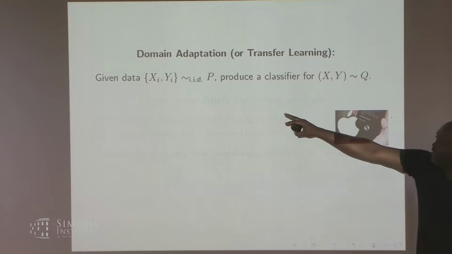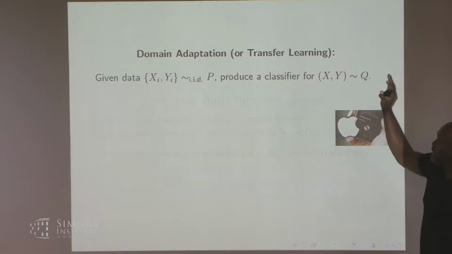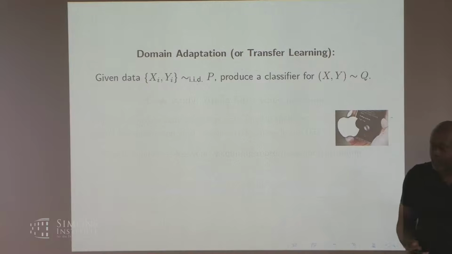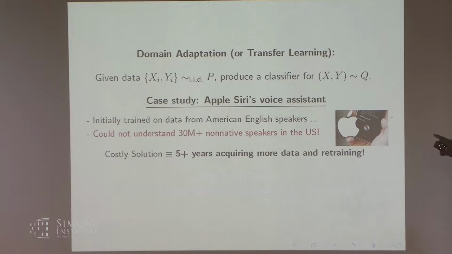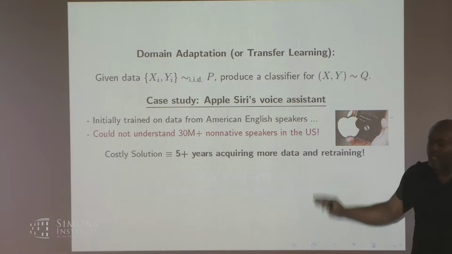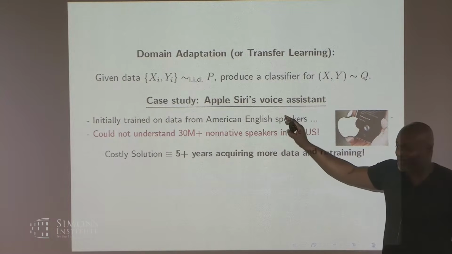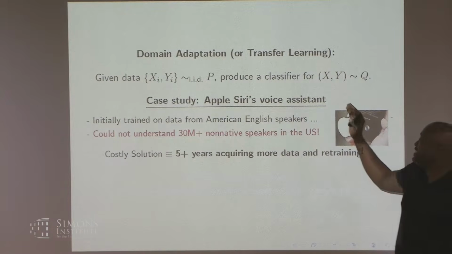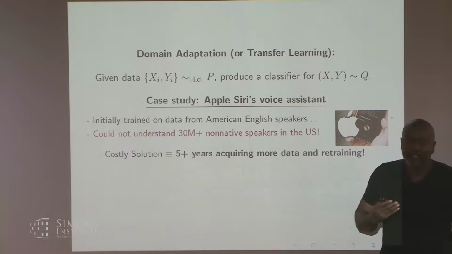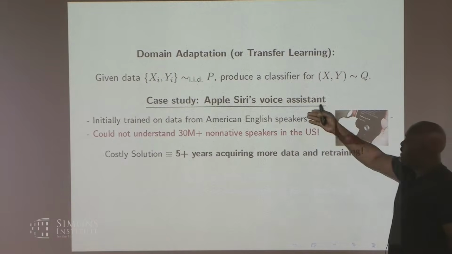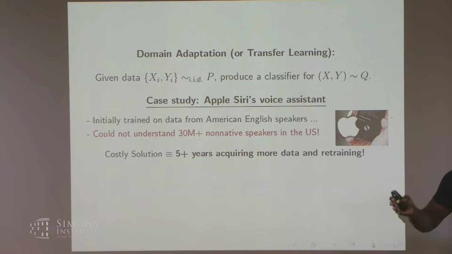Again, IID data from the distribution P. Here, I'm not even talking about having data from the distribution Q, just to set up the problem. And here's the case study. I keep using this case study, Apple's Siri voice assistant, because I've been quite annoyed with it. It just cannot understand my accent for some reason, till now, actually. And the way I see it is that it was initially trained on American English accent, and I view that as the distribution P, the source distribution. And yet it was to do well on every English accent, and I view that as the target distribution.